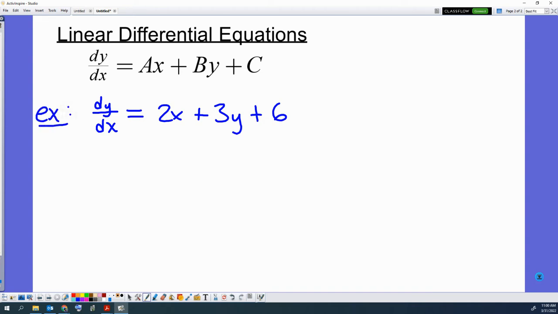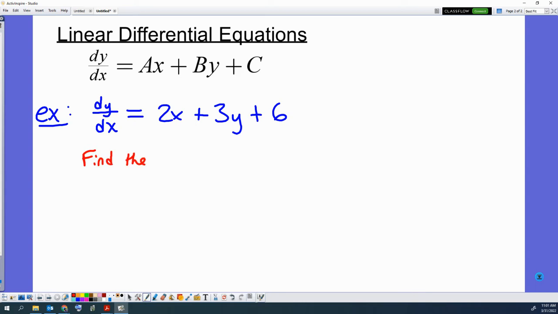Very likely, if you get this kind of a problem as an FRQ, the first thing you'll probably be asked to do is make a slope field with like 6 or 9 or 12 points on it. And then they might ask you to find the second derivative. We'll do that in a little bit. They might ask you to find the values of m and b such that y equals mx plus b is a solution. That's what I want to look at first.